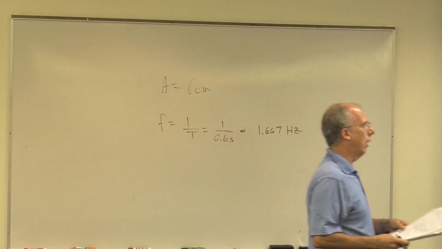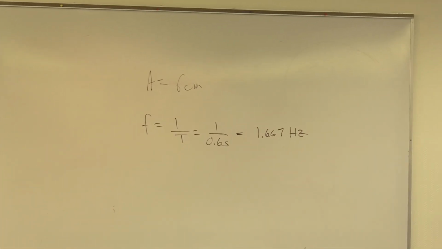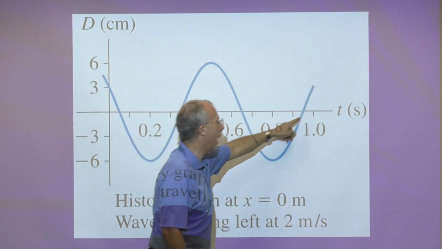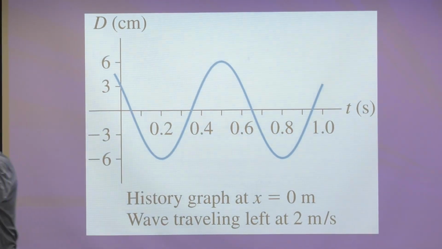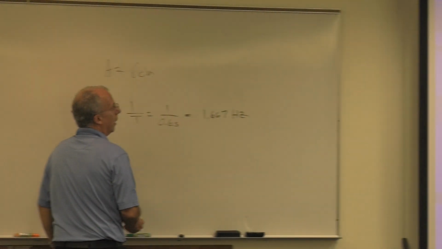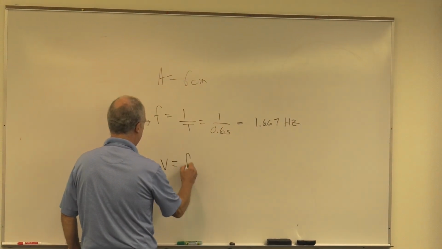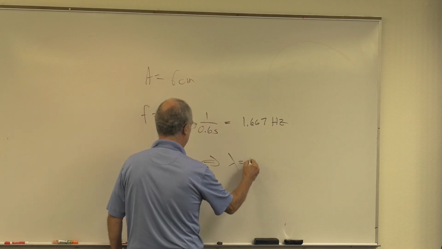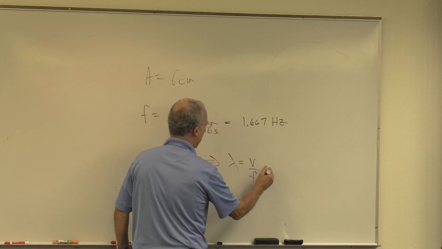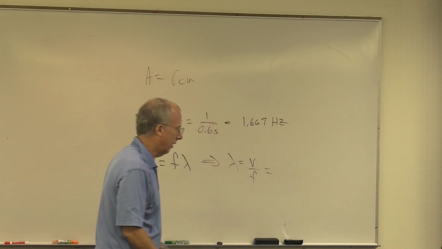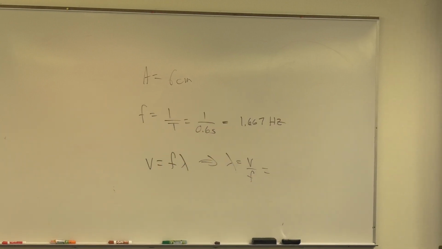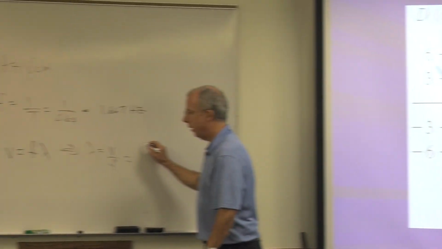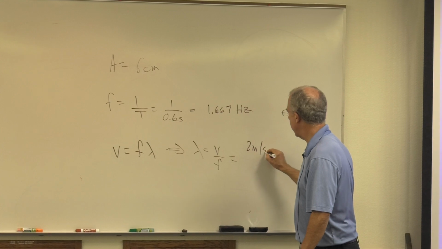Okay, wavelength. Hey, I don't know. You can't get the wavelength from a history graph, right? Because you have time. However, v equals f lambda, use it all the time. So therefore, lambda equals v over f. And they had to tell you v, right? So it says the wave is traveling at 2 meters per second. I don't care about the direction. So v is 2 meters per second.